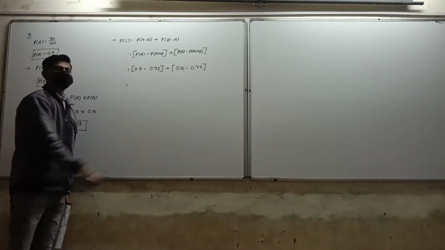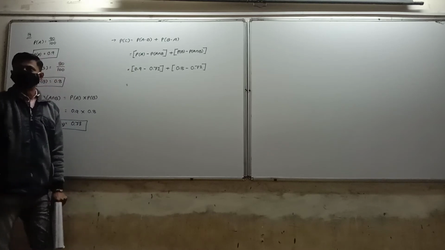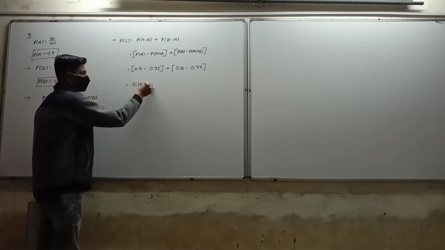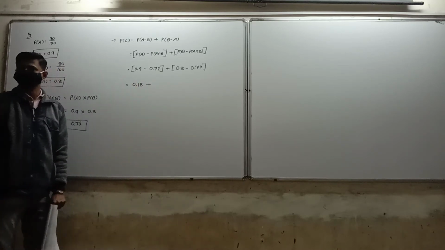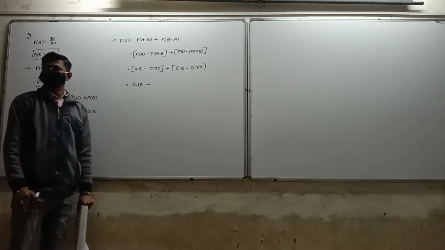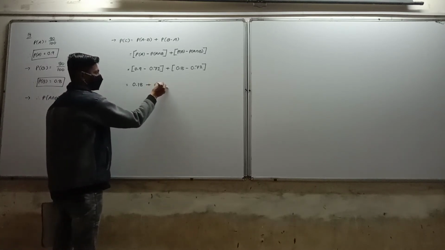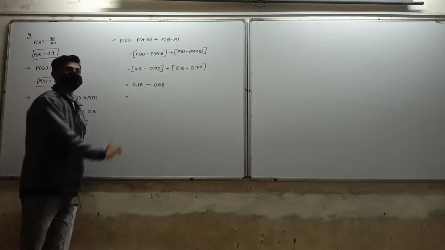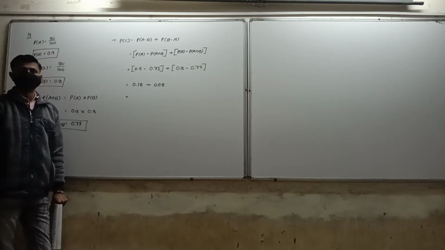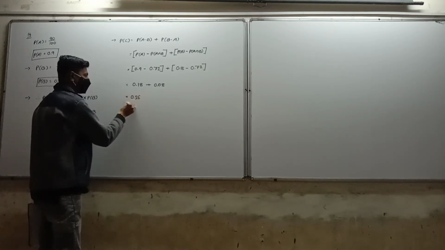Now next step, using calculation, 0.9 minus 0.72 is 0.18, plus, now in another bracket, 0.8 minus 0.72 is 0.08. Adding both the values, 0.18 plus 0.08, your answer is 0.26.